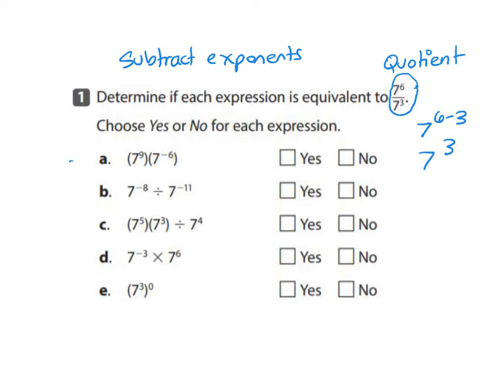So look at choice A, problem A. It has 7 to the ninth and 7 to the negative 6. We're multiplying, so this is a product rule, so we would add our exponents. So this would be 7 to the 9 plus negative 6, which simplifies to 7 to the third. So yes, it's equivalent. It's the same.